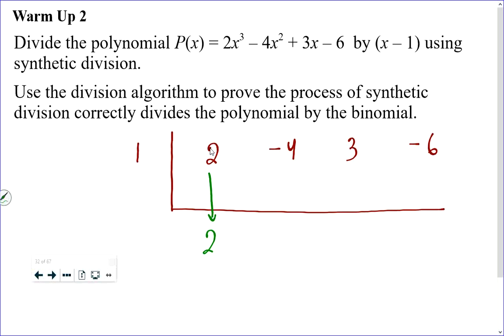Now what you do is whenever you have a number below that you've just brought down, you multiply by a. So we're going to take 1 times 2. That's simple. And we're going to write that 2 in the next available opening above the line. And then we're going to add the numbers in that column and write the total below the line. And we're just going to keep going. Okay? So negative 4 plus 2 is negative 2.